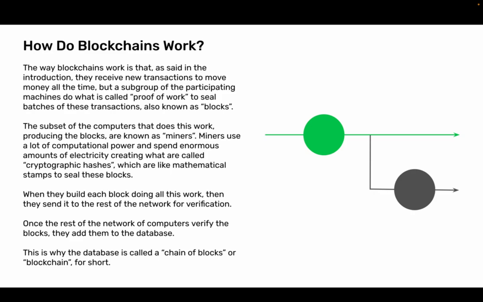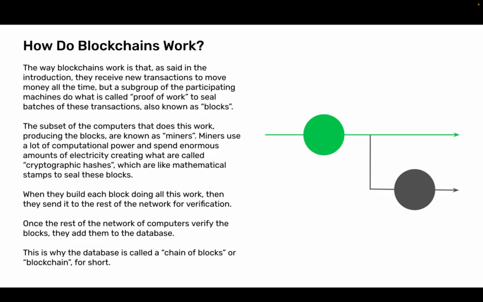How do blockchains work? The way blockchains work is that, as said in the introduction, they receive new transactions to move money all the time, but a subgroup of the participating machines do what is called proof of work to seal batches of these transactions, also known as blocks. The subset of the computers that does this work, producing the blocks, are known as miners. Miners use a lot of computational power and spend enormous amounts of electricity creating what are called cryptographic hashes, which are like mathematical stamps to seal these blocks.